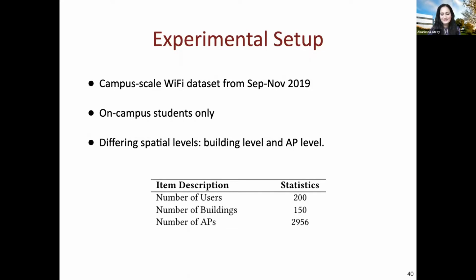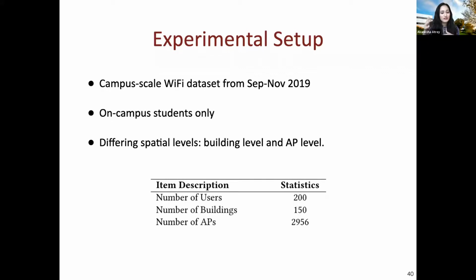Okay, so quickly, the experimental setup: we look at a campus-scale Wi-Fi data set, and that's where I mentioned the parents finding out where their kids were. We look at only on-campus students using some heuristics, and we look at two different spatial scales, building level and AP level. AP means access points. There are about 3,000 access points at UMass and about 150 buildings. So we use 200 users.